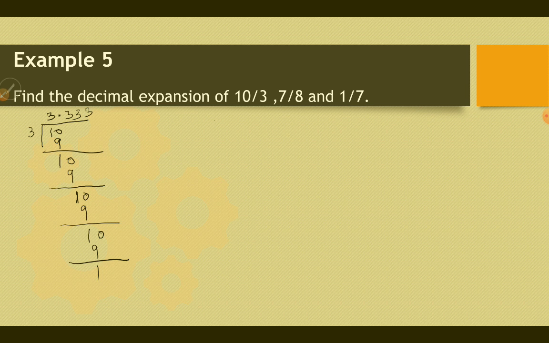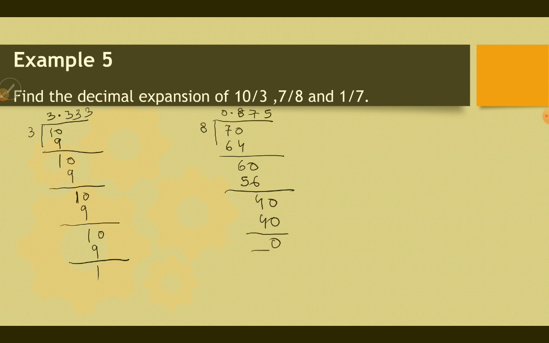7 by 8. So the dividend is 7 and the divisor is 8. 7 is not divisible by 8. So 0 point, which is 70, 8 8s are 64 and you'll get 60, 8 7s are 56, get 40, 8 5s are 40. You can see the remainder is 0. Hence it's a terminating type of decimal.